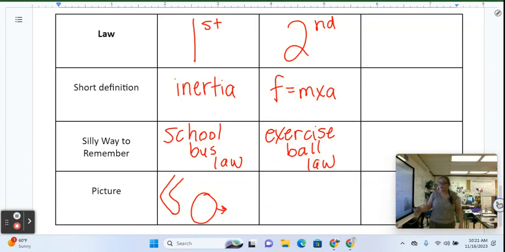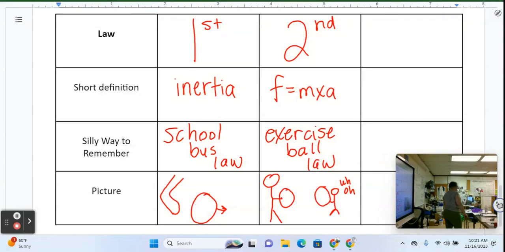All right, so picture for this one. What's that mean? What's that supposed to illustrate? He's in trouble.